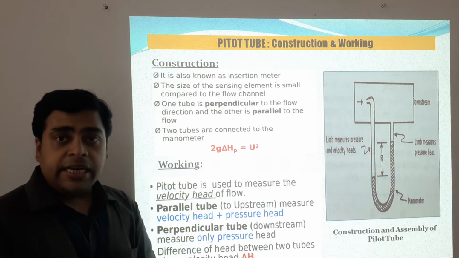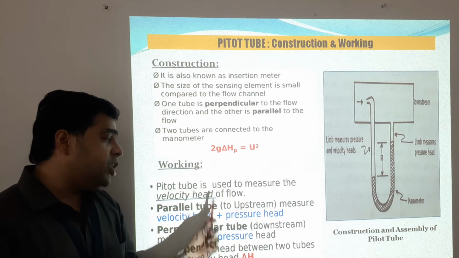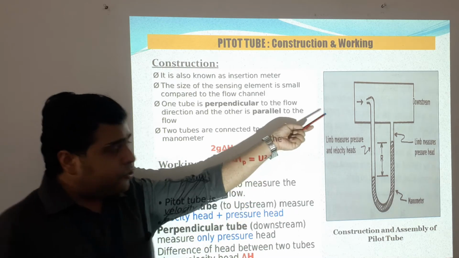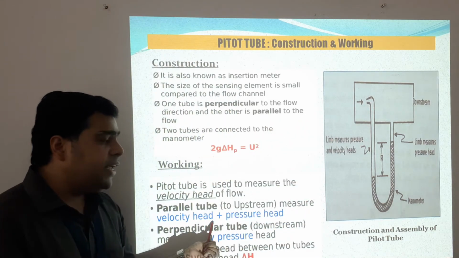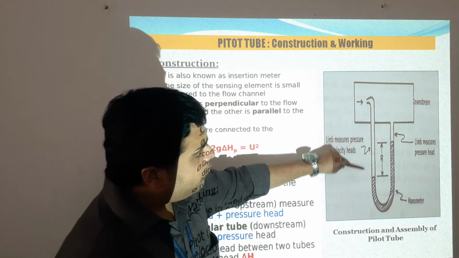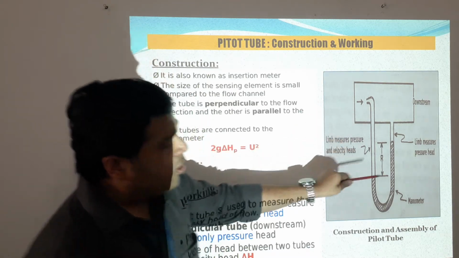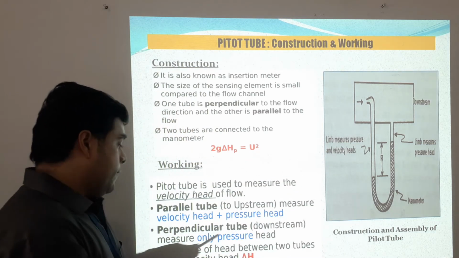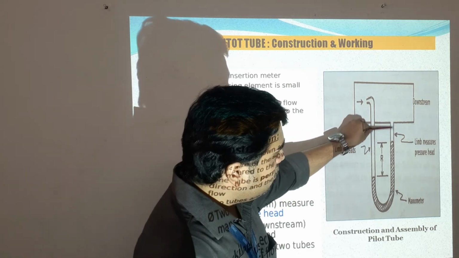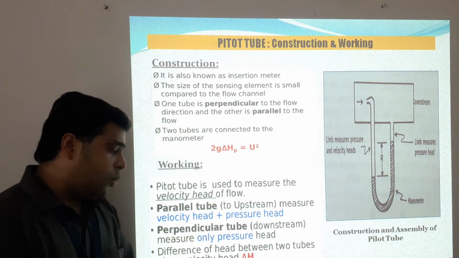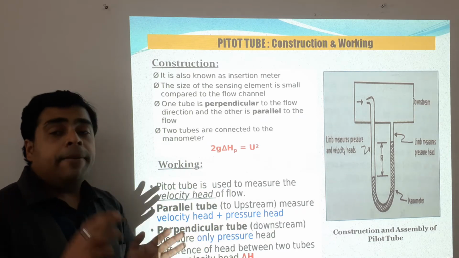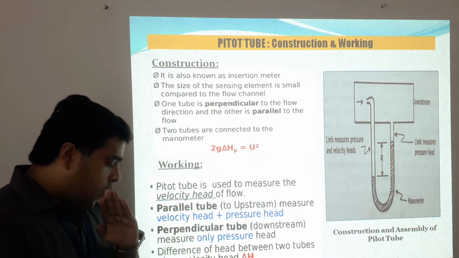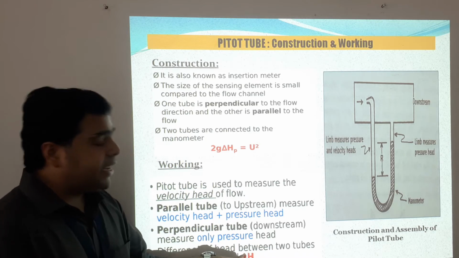So let us consider its working. Pitot tube is used to measure the velocity head of flow. The parallel tube, that is to the upstream, measures the velocity head plus pressure head. So this is the tube which is located parallelly. This limb measures pressure head as well as velocity head. And the perpendicular tube, that is the downstream pressure, measures the pressure head only. So the difference of the head between the two tubes gives the velocity head, delta HP.